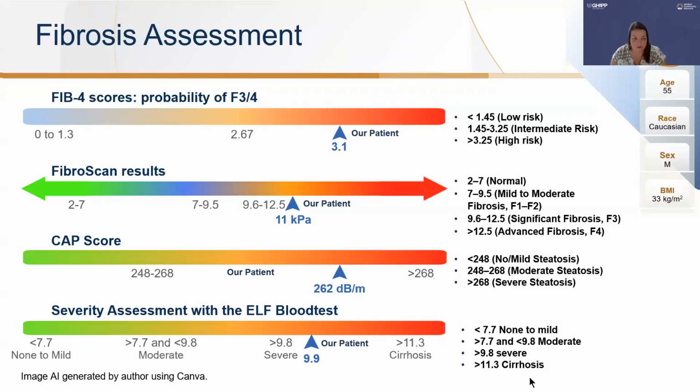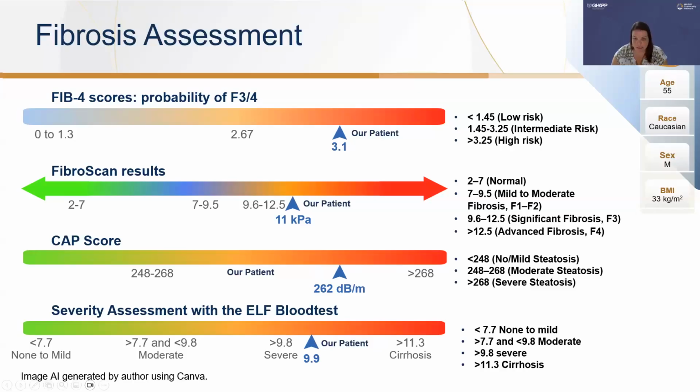Perfect. Okay, so now that we're acclimated to the 4 tests, these are our patient's scores. So his FIB-4 is 3.1, which is right cusping on, still technically in the intermediate, or sometimes called indeterminate risk, and high risk. His FibroScan result, his kPa is 11, which does suggest F3 or significant fibrosis. His CAP score is 262, which is in the moderate steatosis range. And then his ELF blood test is 9.9, which is just a hair over the threshold for severe fibrosis by ELF test.